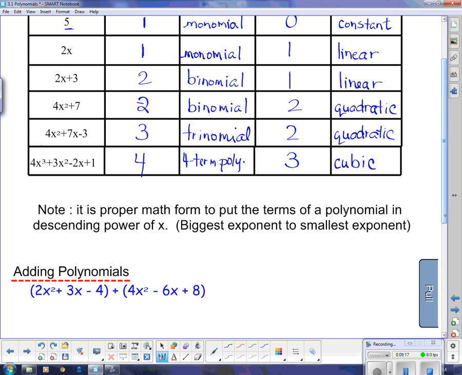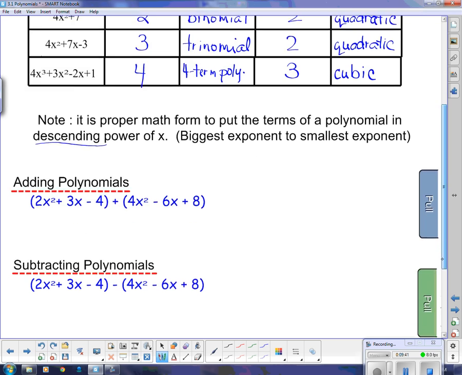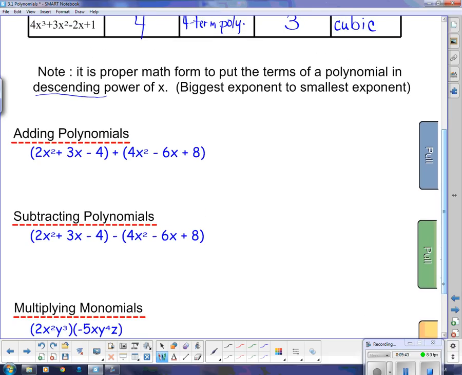Now, note, it is proper math form to put the terms of a polynomial in descending powers of x. So that's what I did up here. I put it in descending powers of x, which means that I start with the biggest exponent and I work my way down to no variable at all, which means that the exponent on there would have been 0. So now, we've already recapped these at an earlier time, but I'm going to do these again.